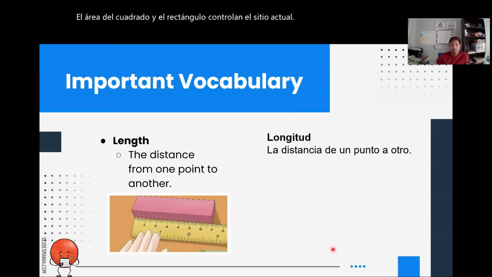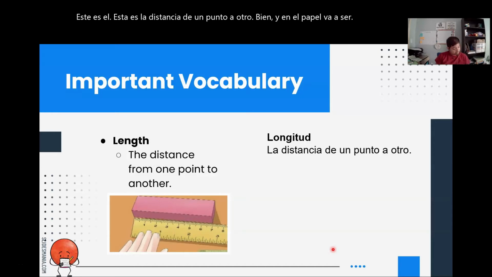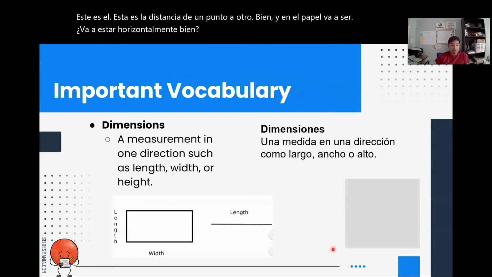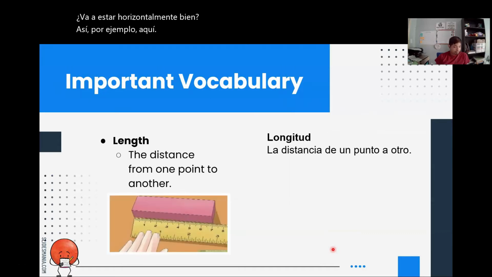So like we talked about dimensions, one of them is called length. This is the distance from one point to another, okay? And on paper, it's going to be horizontally, okay? So for an example here, on the eraser, length goes this way, okay, and width goes this way.